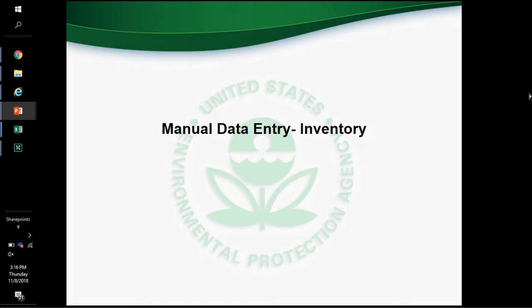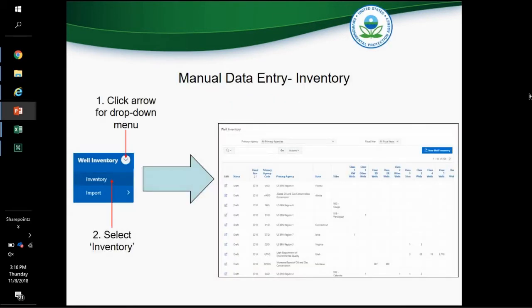So what we'll do next is we'll discuss and demonstrate how programs can manually enter UIC inventory data in the application. Manual data entry is accomplished via web forms. The other method of data entry, batch upload, will be discussed later on. So we'll talk about manual data entry for inventory first, and then we'll show manual data entry for 7520 data, and then we'll go into batch upload.